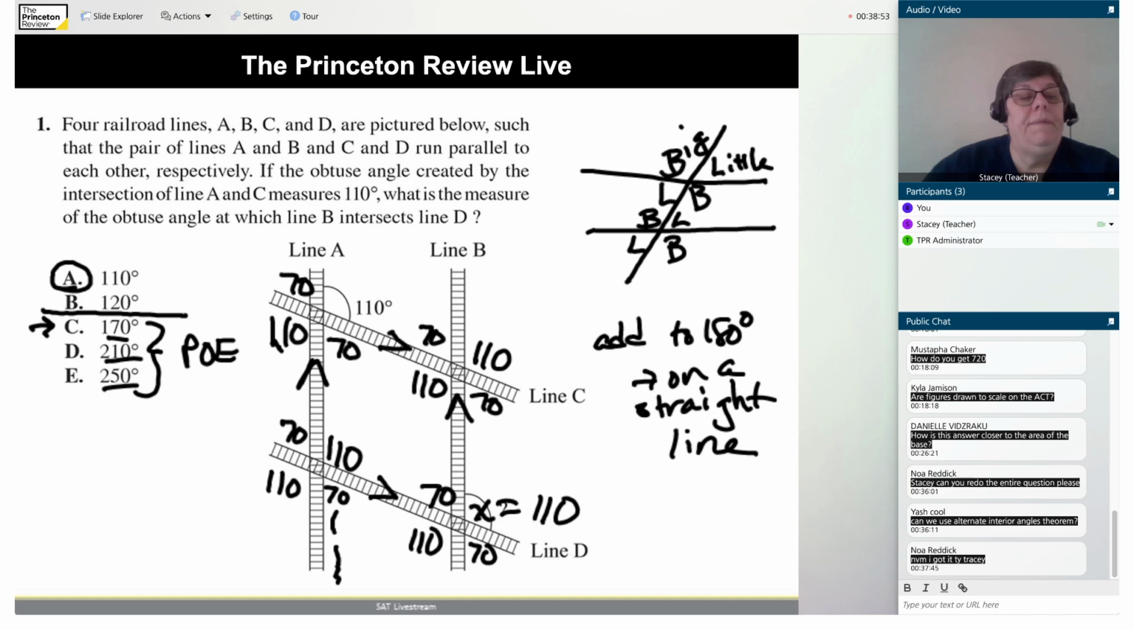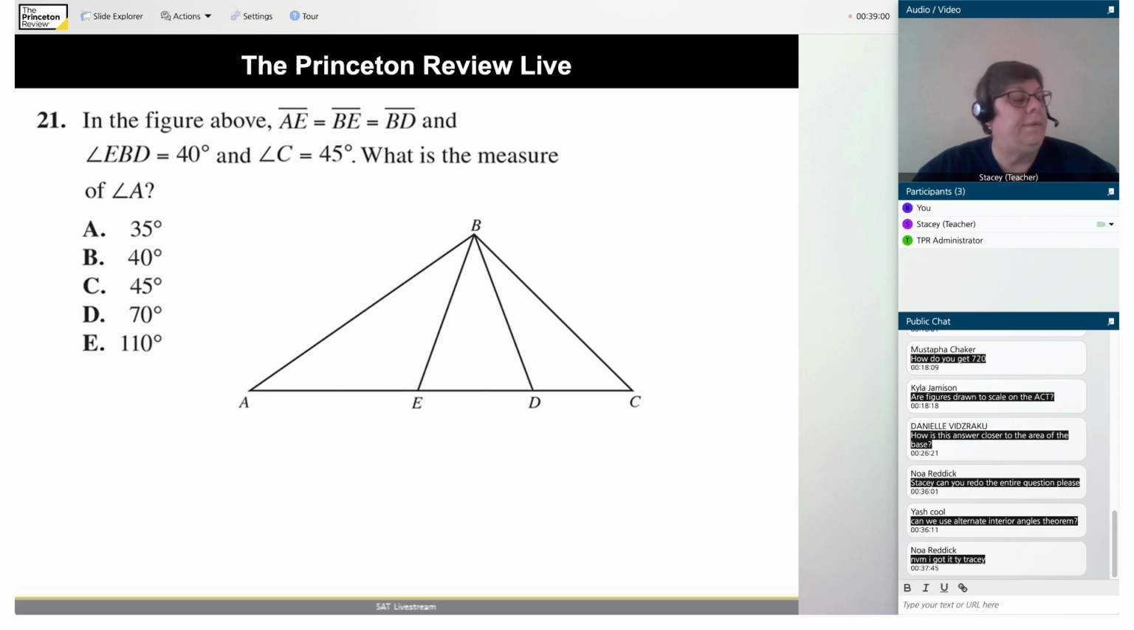All right, let's take a look at question number 21. Let's see what we got. We've got the figure below, not quite above, AE equals BE equals BD. So first thing I'm going to do is start labeling my figure with what you tell me. AE is equal to BE is equal to BD, so I'm going to mark all those lines as equal to each other. I'm going to label EBD as 40. Angle C is 45.